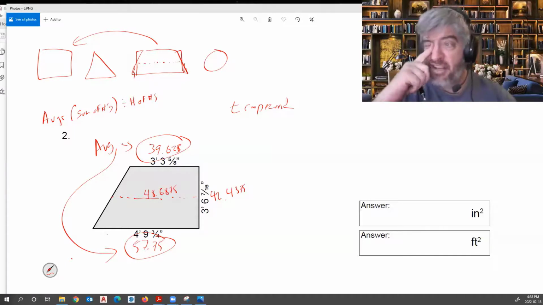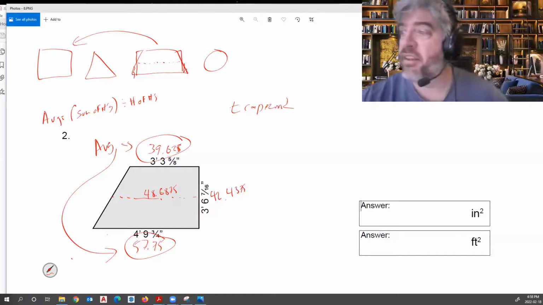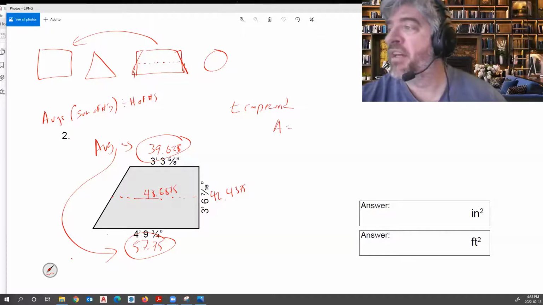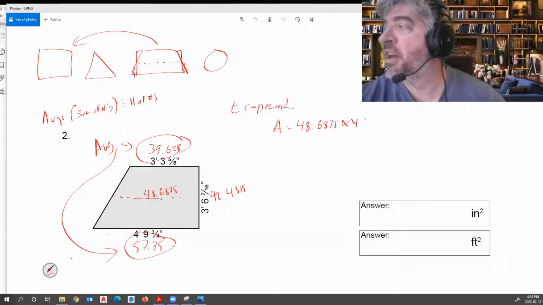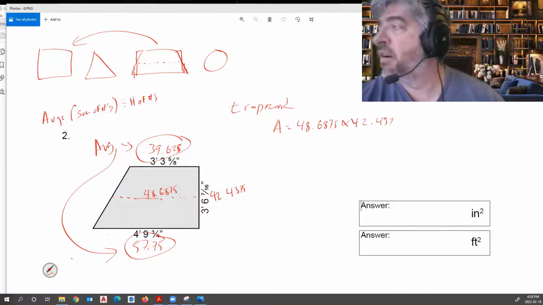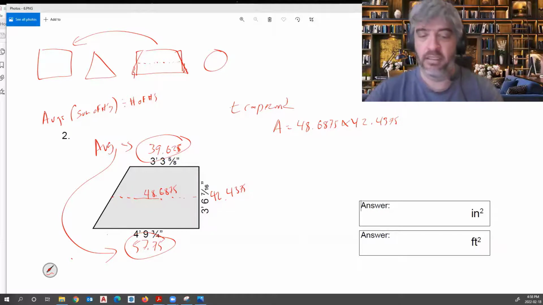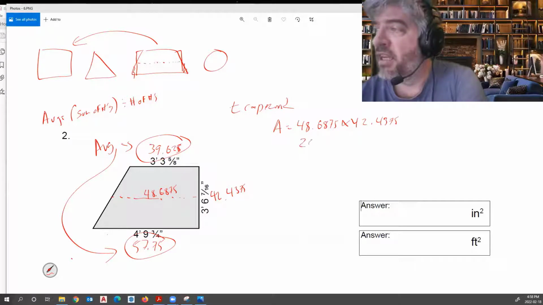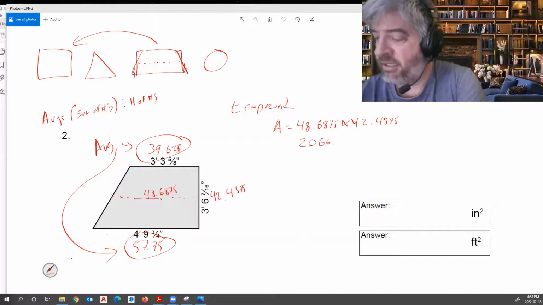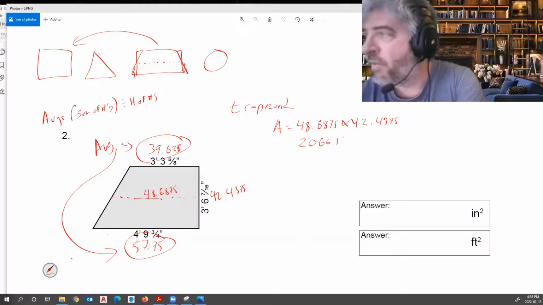So once I divide that by 2, I know that this center distance is 48.6875. So that is my length and width. So area here equals 48.6875 times 42.4375. I will just work that out real quick, which gives me 2,066, and let's just do 2 decimals because this is a final answer, 18.